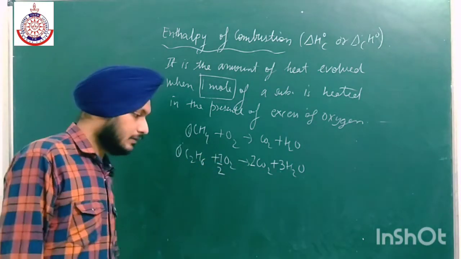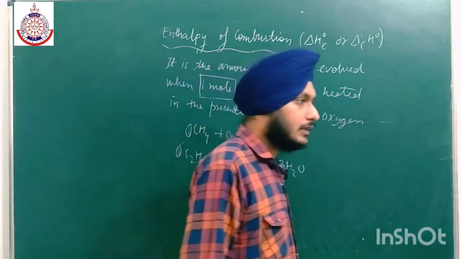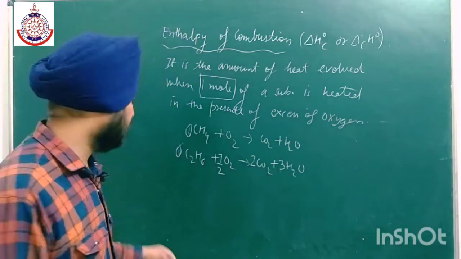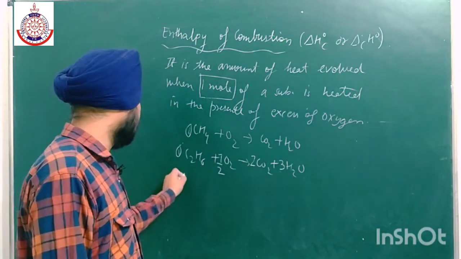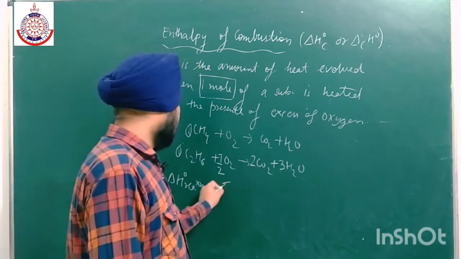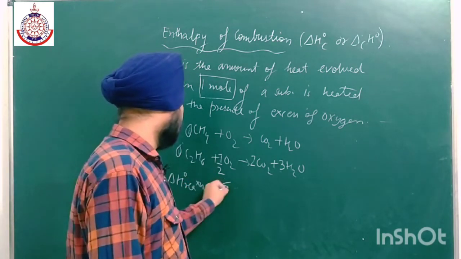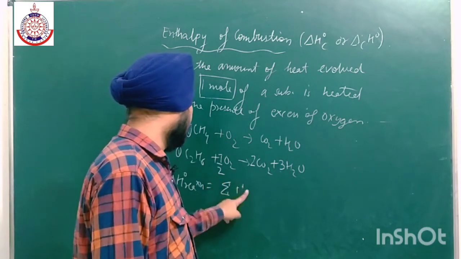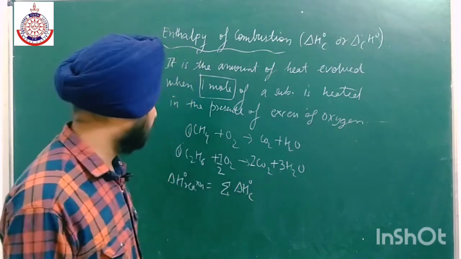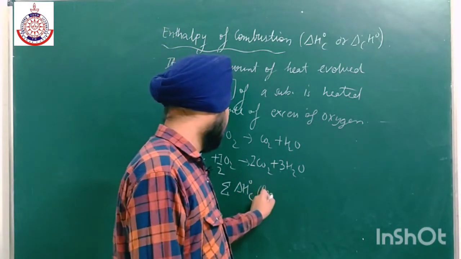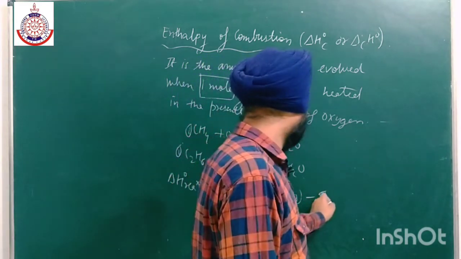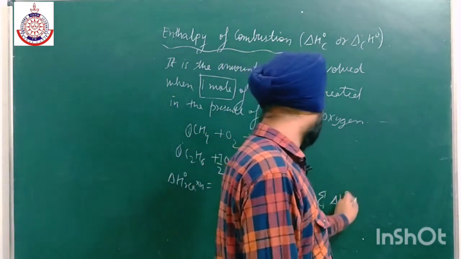How can we calculate the heat of reaction with the help of combustion? In this case the formula is opposite. Delta H naught of reaction in terms of combustion is the summation of delta H naught C of reactants minus the summation of delta H naught C of products.